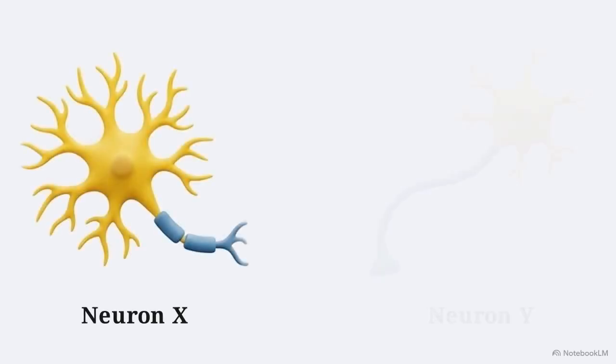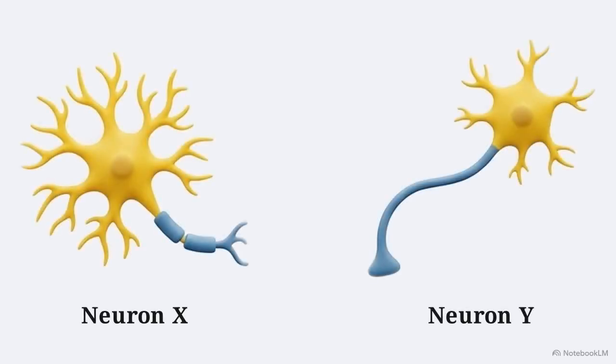This diagram shows two different types of neurons, neuron X on the left and neuron Y on the right. Notice the distinct differences in their physical shapes. Based on the traffic flow rules of the spinal cord we just mapped, take a moment to deduce which of these is the sensory neuron and which is the motor neuron.